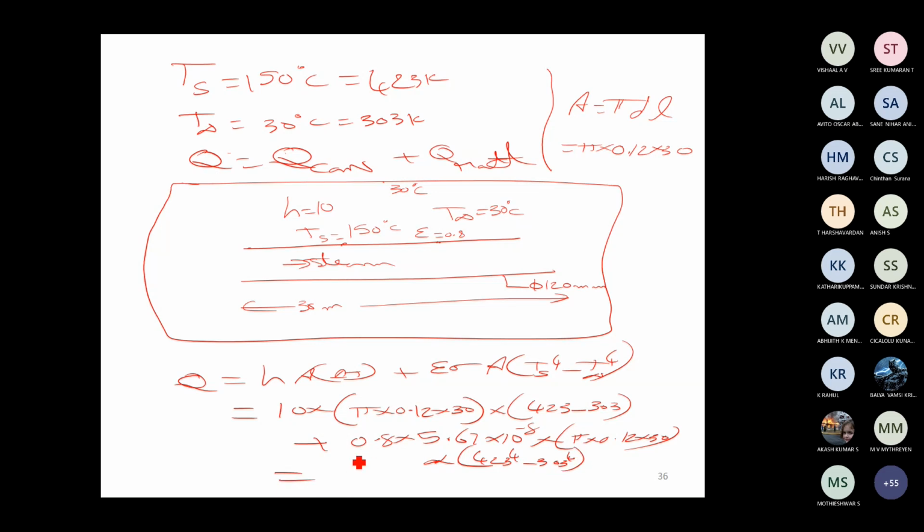So you should evaluate this, and if you evaluate that, you will get the value as 25.7 kilowatts. If you evaluate the convection term and the radiation heat transfer term separately, you will get large numbers in watts. When you convert and add them, you will get a huge quantity, which is equal to 25.7 kilowatts. So this is the amount of heat transfer from the steam pipe wall surface to the surroundings.